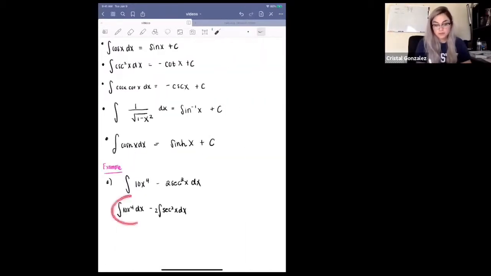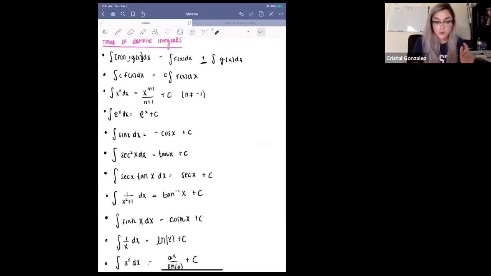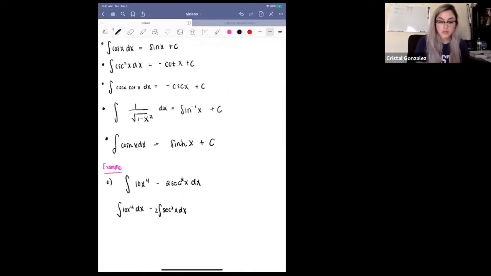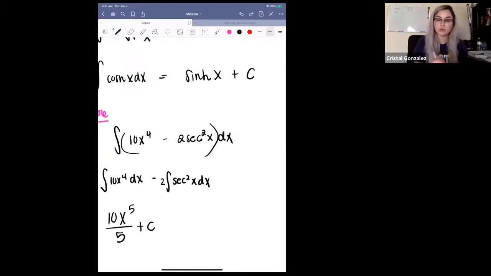And now for this one, all we're going to do is that antiderivative backwards power rule, where we add 1 to our exponent and then we divide by our new exponent. So for this one, we'll get 10x to the 5th divided by 5. And I know I need to do that plus c, but because this was my entire integral here, I'm going to wait to do the plus c till the very end because there's no sense in adding a plus c here and another plus c here. Actually, let's do it just so I can show you why you don't need to do that.